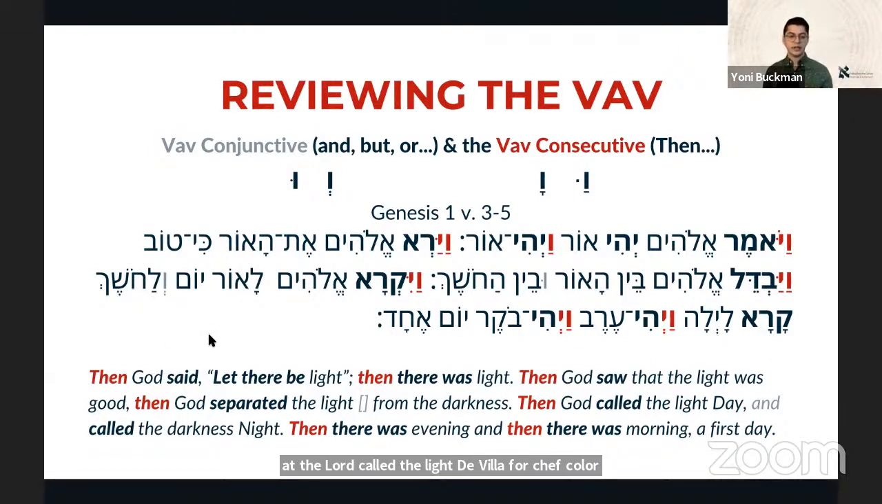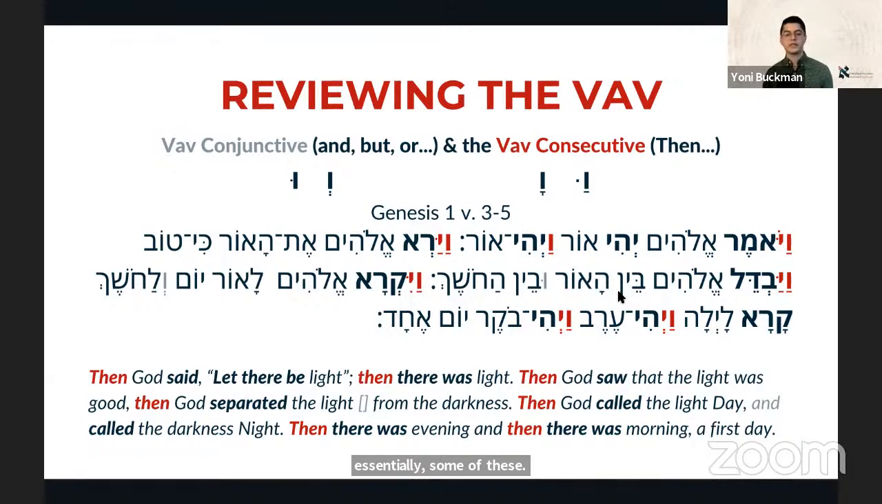So you translate that and, but if you go just before it, you have this separation, Vayavdel Elohim ben ha'or uven ha'choshech. And God separated, or then God separated. Ben kind of means between, right? So separated, and even that word doesn't really get translated in the translation. So ben ha'or uven ha'choshech, between the light and between the dark. But really the way that you would translate that is that some of these letters and words are kind of assumed.